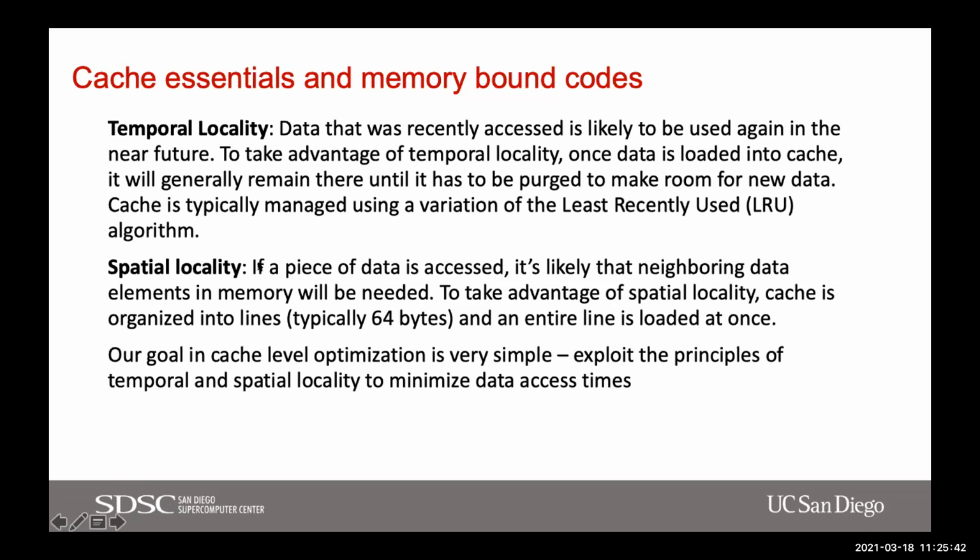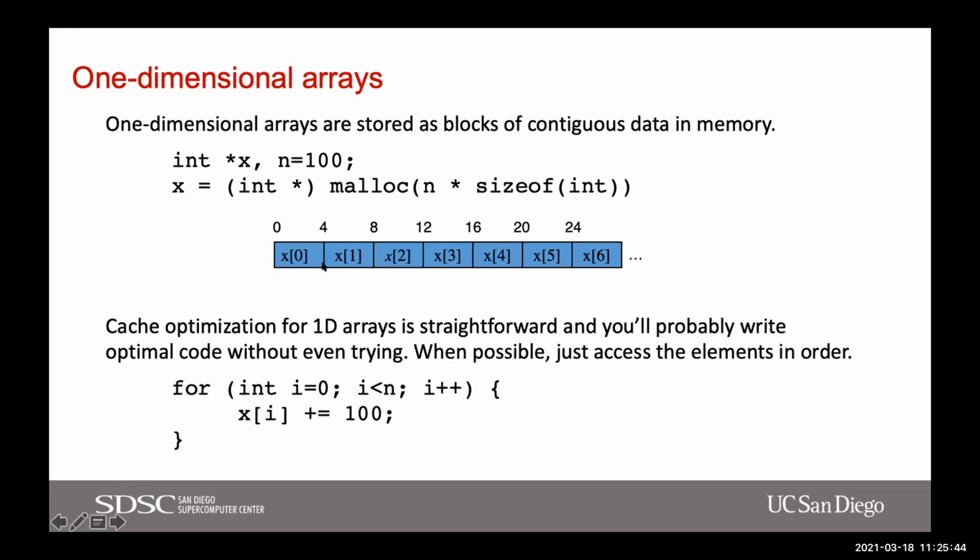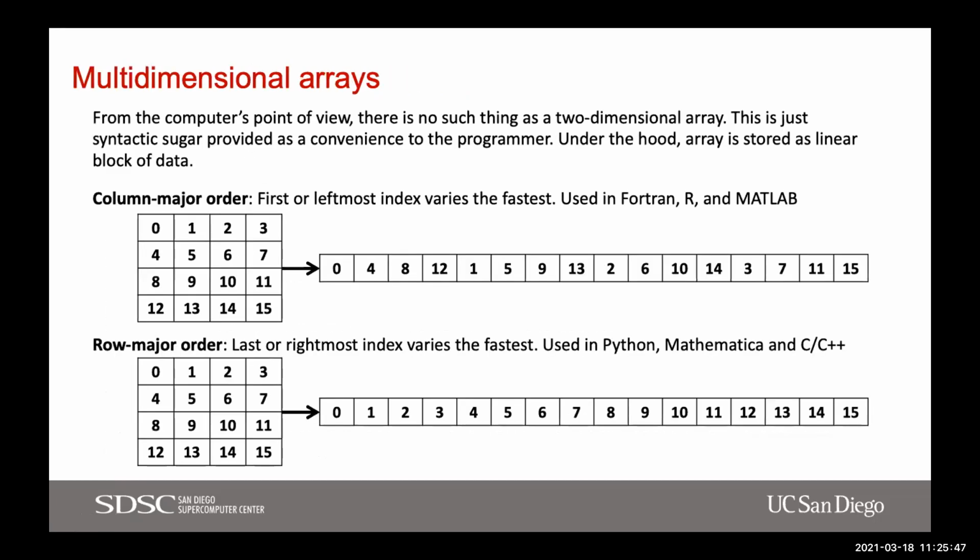Okay, so moving on. I am almost out of time, so I'm just going to go over this very quickly. But I'm just going to touch on multi-dimensional arrays. One-dimensional arrays are laid out in memory in the order that the elements appear. For multi-dimensional arrays, there's no such thing as a multi-dimensional array in memory. Multi-dimensional arrays need to be laid out into a 1D array. And we have two conventions, column major order and row major order.